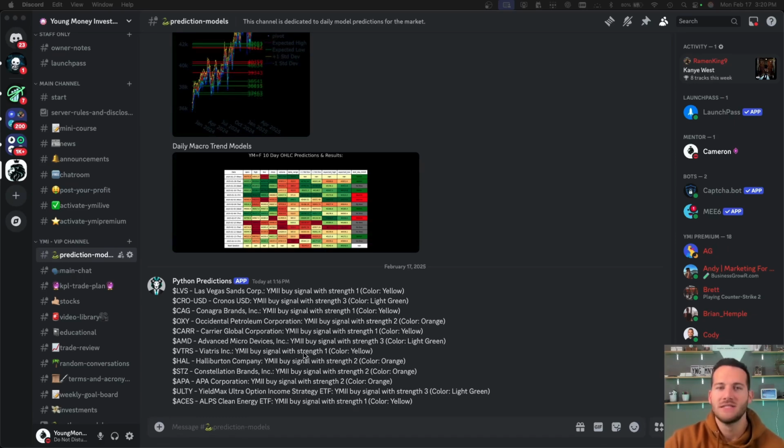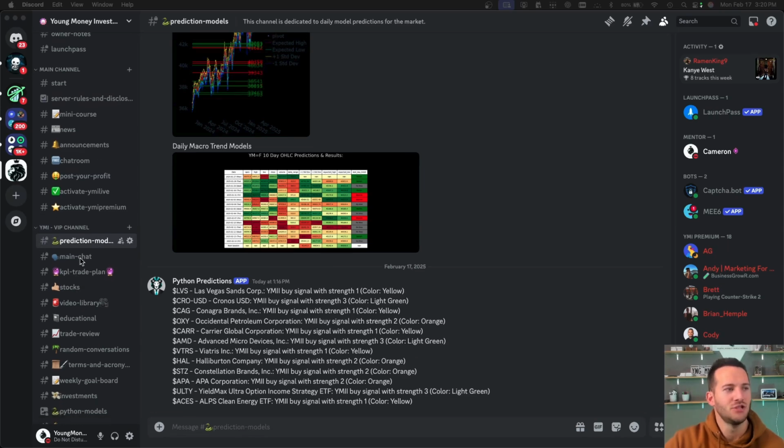Do I buy every single one of these? Absolutely not. But out of 1,000 tickers, it gives you which instruments are getting the buy signal based on the Young Money Investments strategy. And so these are also posted here in the prediction models every single day at end of day, kind of during after hours trading. Main chat, we already talked about what main chat is.